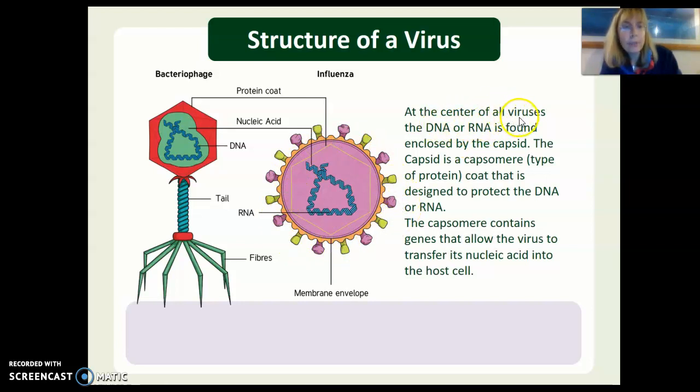So it says there, at the center of all viruses, the DNA or RNA is found enclosed by the capsid. The capsid is a type of protein that is designed to protect the DNA or the RNA. The capsomere contains genes that allow the virus to transfer its nucleic acid into the host. You see, any kind of nucleic acid is an information chemical that passes on information, and that's why it's the one part that the virus does have that cells do indeed have.